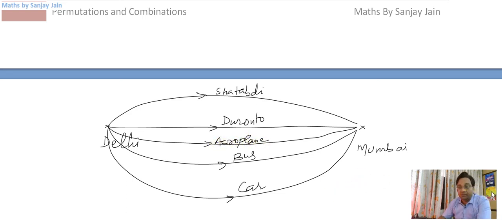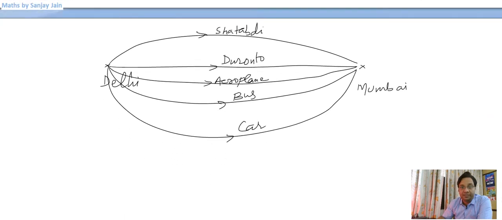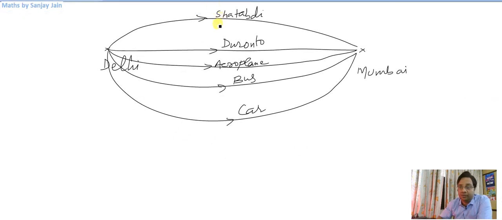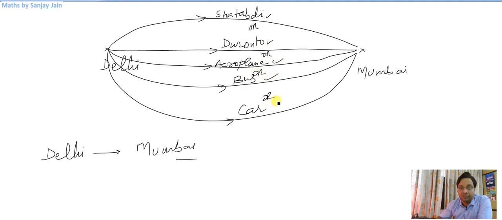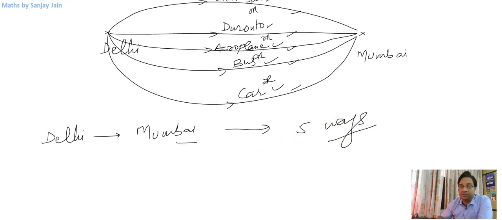Now if I ask you in how many ways, these are the available options, okay? Now I am asking you in how many ways can you travel from Delhi to Mumbai? You will say either through this way or this way or this or this or this. So total 1, 2, 3, 4, 5 ways, right? Total 5 ways you can travel to Mumbai. So there was an option.